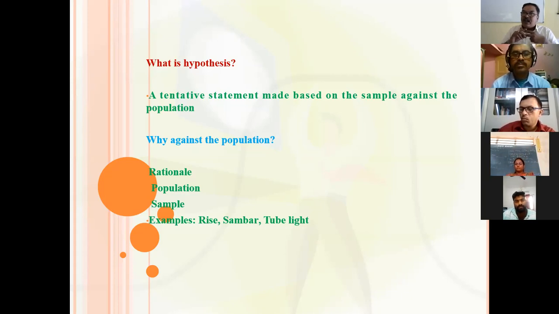So generally, while testing a hypothesis, we construct two hypotheses. One is the null hypothesis, another is the alternative hypothesis. Your research hypothesis is the alternative hypothesis. You want to prove something. To do that, you have to have a null hypothesis. If you nullify that null hypothesis, then you can go for the alternative hypothesis.